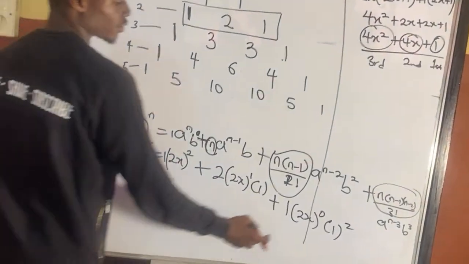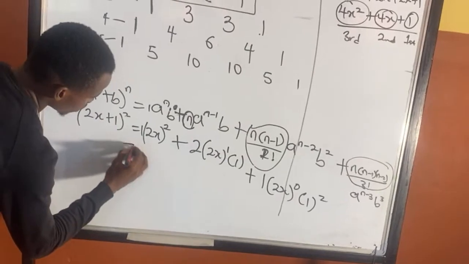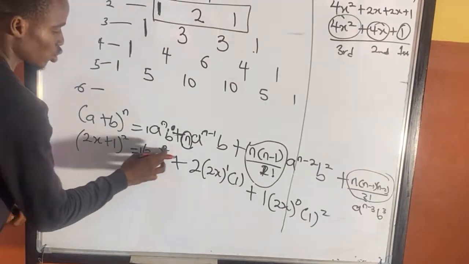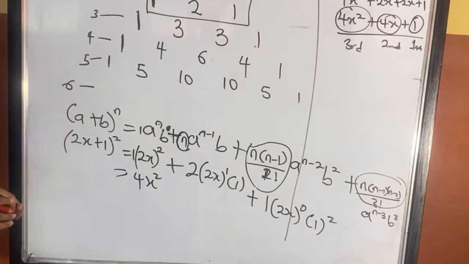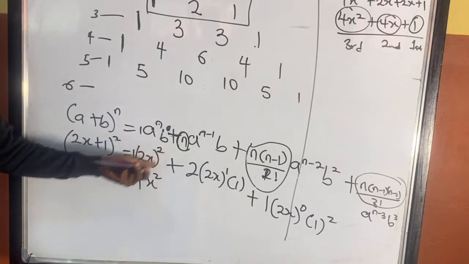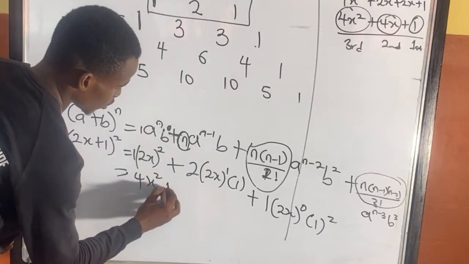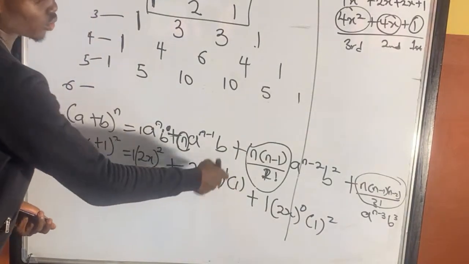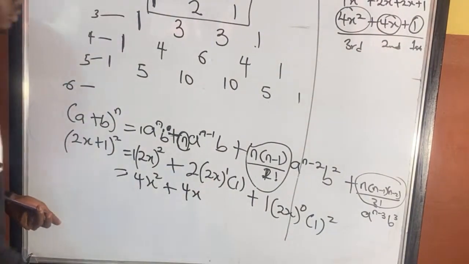So let's take it step by step. We're having equal to (2x) all squared. (2x) all squared is 2 squared, which is 4, x squared. You know, the square is affecting everything in the bracket. 2 raised to the power of 2 is 4. x raised to the power of 2, x squared. We'll now move. Plus 2x raised to the power of 1 is still 2x. 2x times 1 is 2x. 2x times 2 is what? 4x, right?